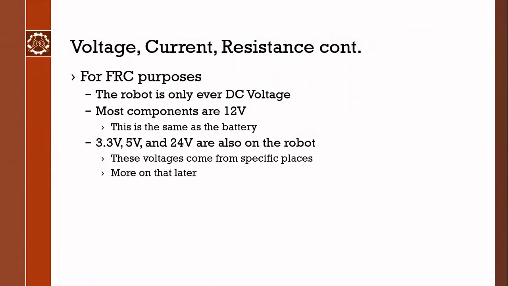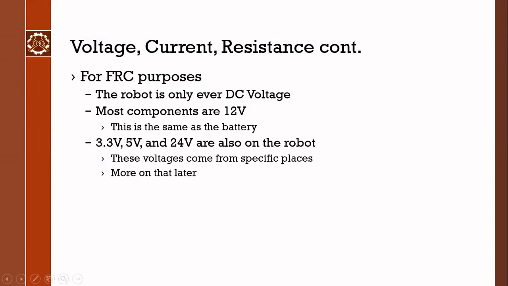Around 90 to 95% of it is 12 volts. That's the voltage that we get from our battery. That's the voltage that goes to the motors. That's the voltage that drives all the brains. There are also 3.3 volts, 5 volts, and 24 volts at different places on the robot for different devices, like cameras and lower energy things.